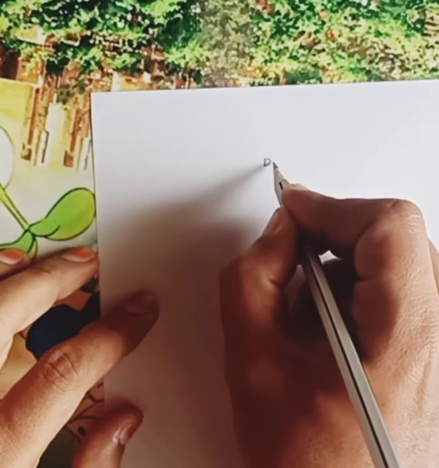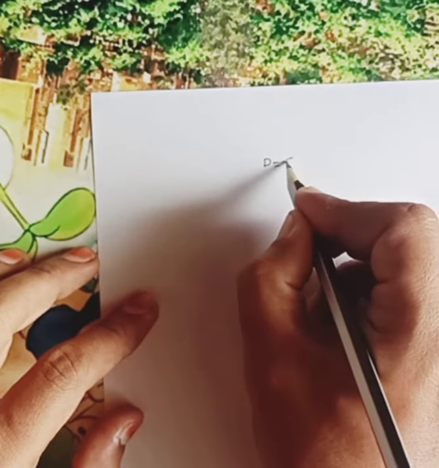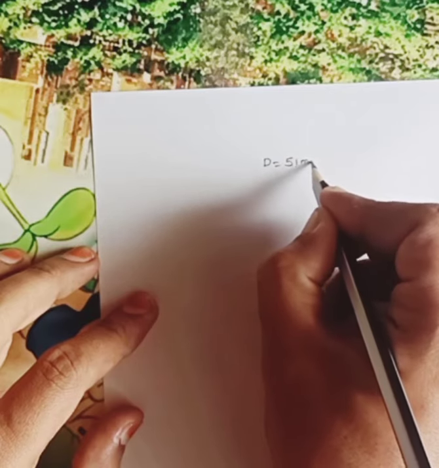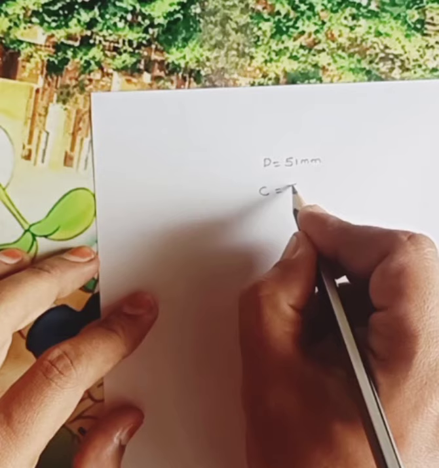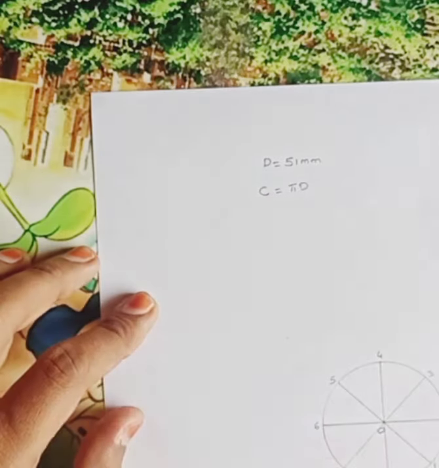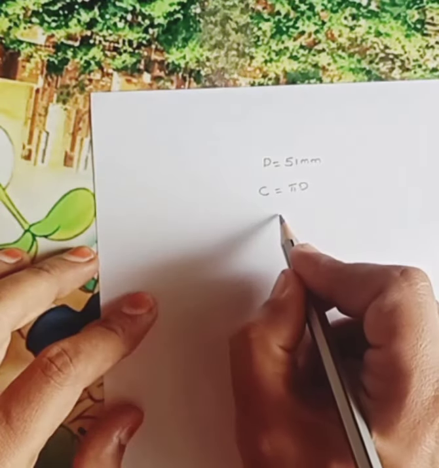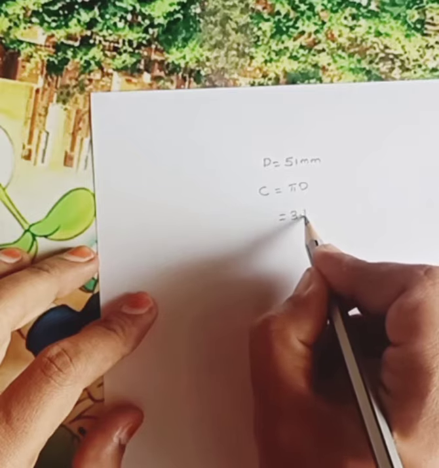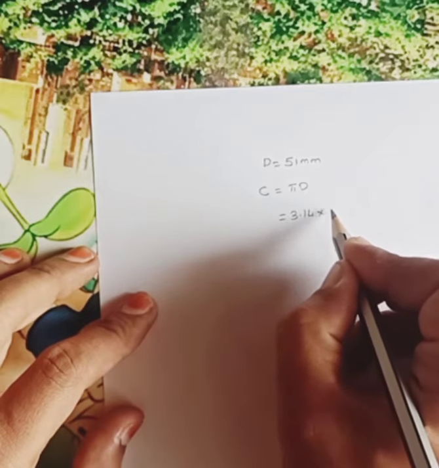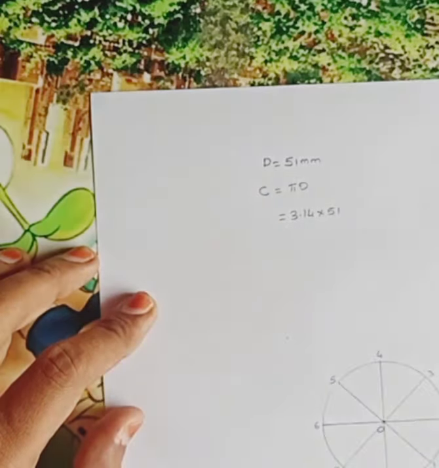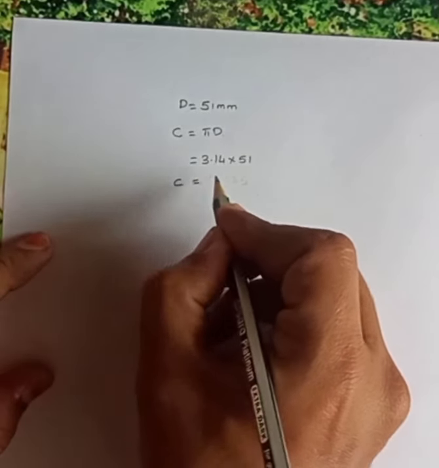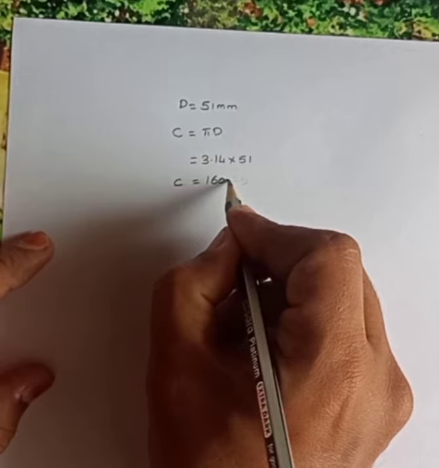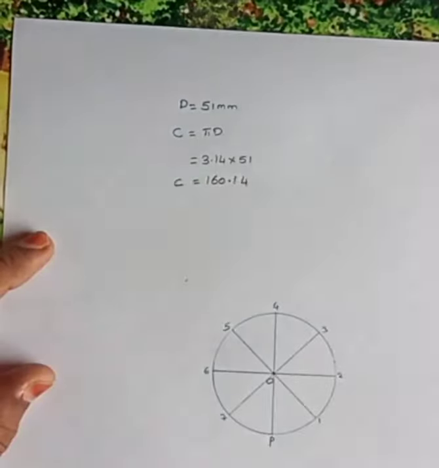In the problem, it is given that you need to calculate the cycloid for one revolution. Hence, it is one revolution. Calculate the circumference of the circle. We know the circumference of the circle is pi d. So, pi value is 3.14 and d value is 51. So, you will be getting 160.14. If it is 1.5 revolutions, multiply this 160.14 by 1.5. If it is 2 revolutions, multiply by 2.